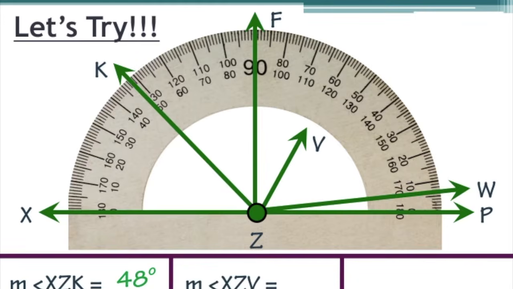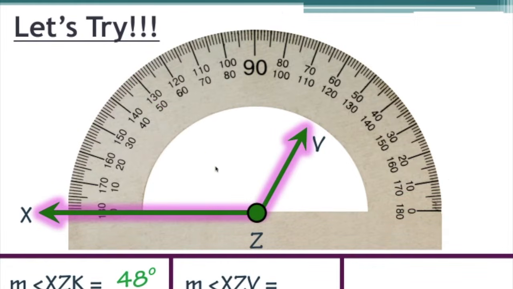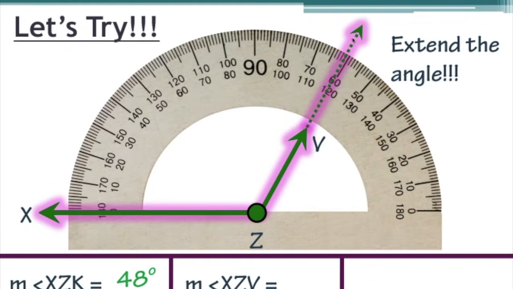How about the measure of angle XZV? Well, that's this angle here, XZV. And the other angles don't matter, so we don't even look at them. But there's a problem with this one. It doesn't go all the way up to the protractor. So how can we measure it? We can just extend the angle, and we'll draw a straight line through this arrow all the way to the protractor. That's going to help us to determine the angle measure.